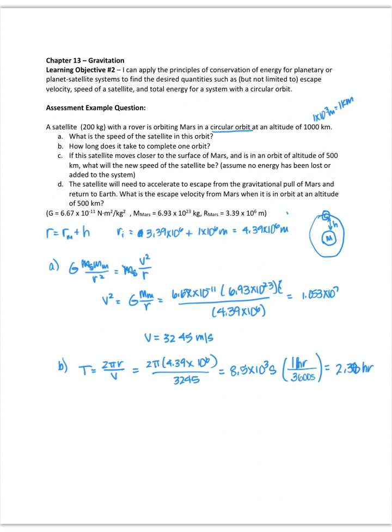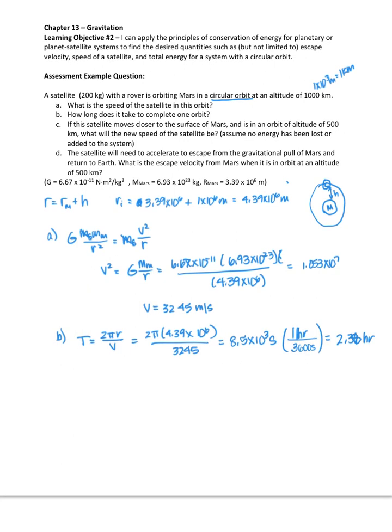Okay, now we're going to look at another part of this question. We're going to say if the satellite moves closer to the surface of Mars and is in an orbit of altitude of 500 kilometers, what will the new speed of the satellite be? So this is a new radius. I'm going to call this radius final. And I did already call the first one radius initial. So I'm going to take the radius of Mars plus this new h.